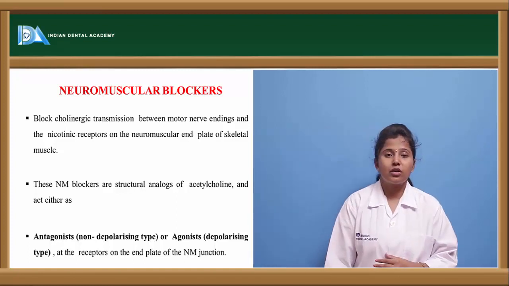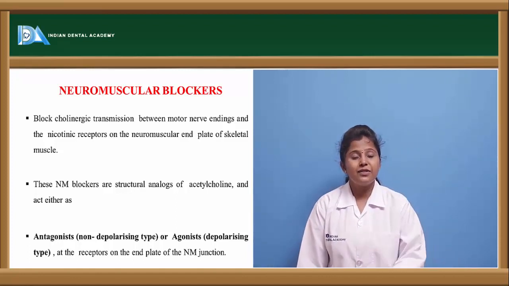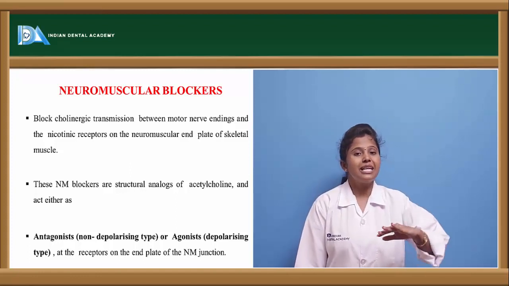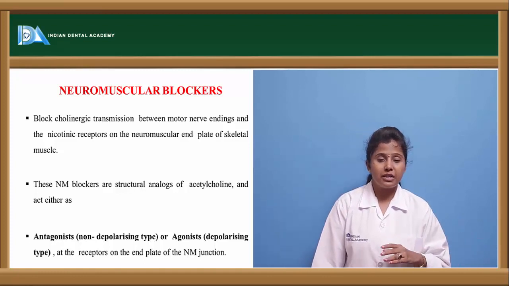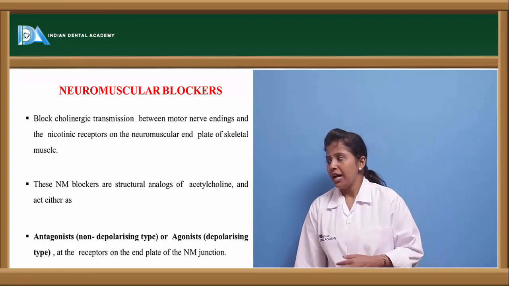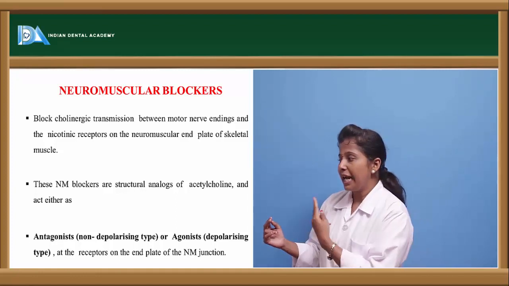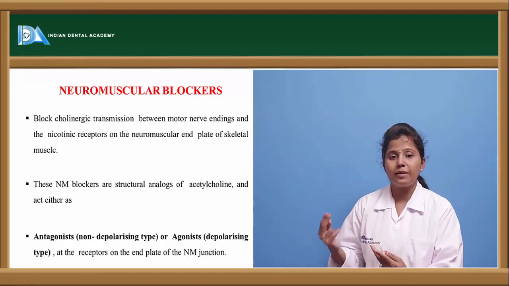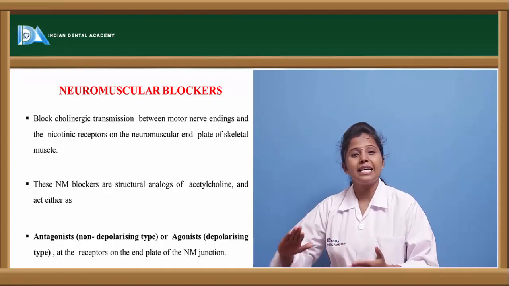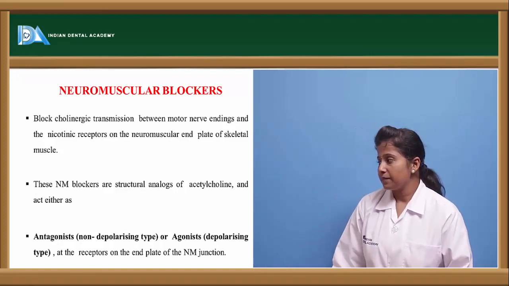And these neuromuscular blockers, we can say they are structural analogs of acetylcholine. Why? Because if they structurally mimic acetylcholine, then only they can bind to the receptors. So they don't allow acetylcholine to bind to the nicotinic receptors, and that is the reason they show anti-nicotinic actions. And here we can see these neuromuscular blocking agents are of two types, depolarizing and non-depolarizing. The depolarizing drugs act as agonists, and the non-depolarizing drugs act as antagonists.